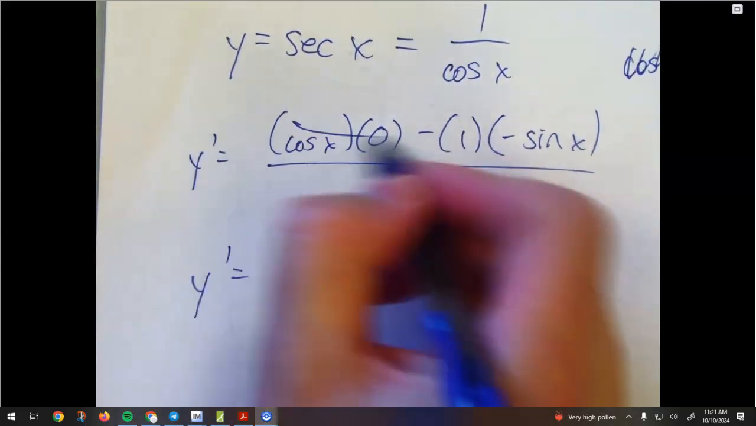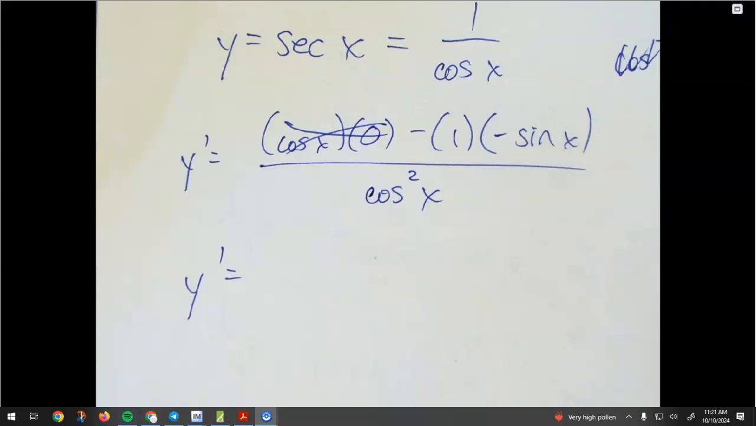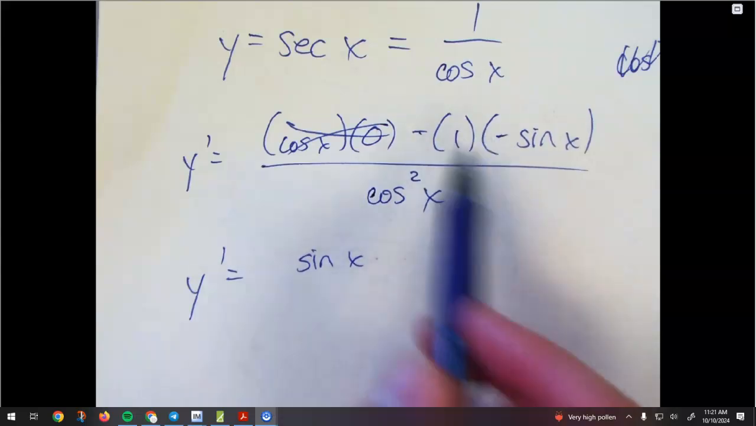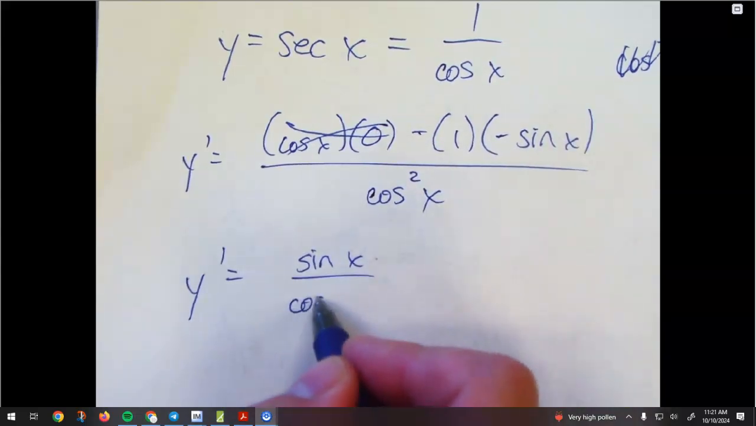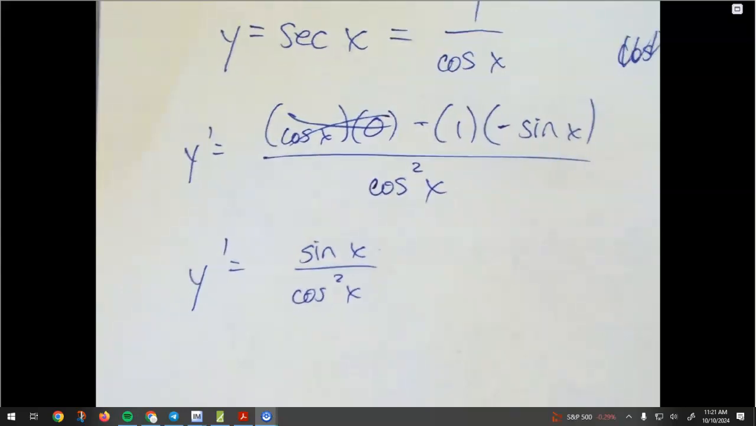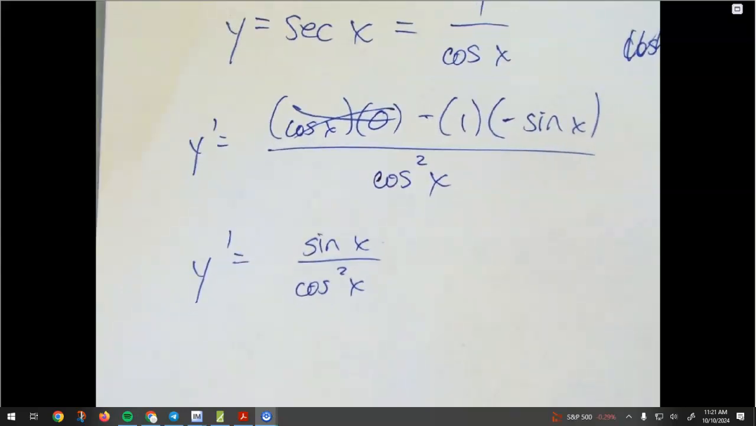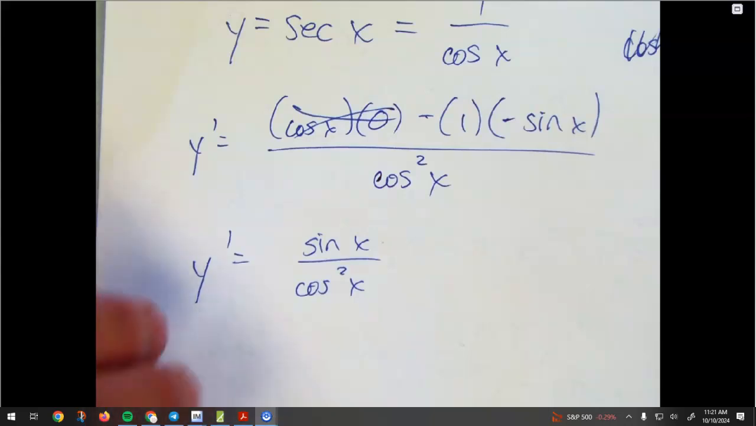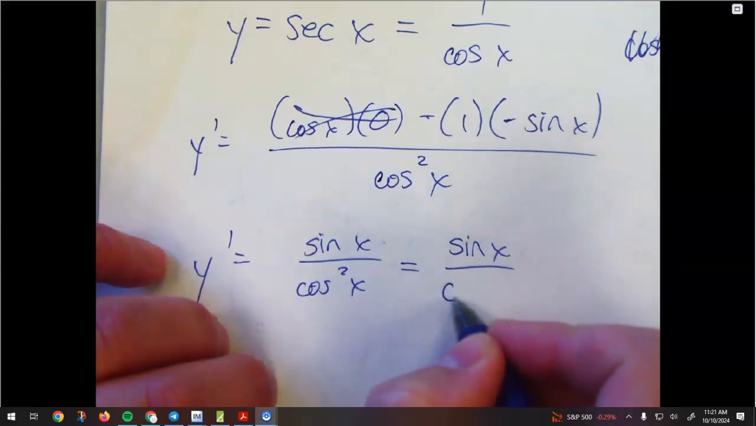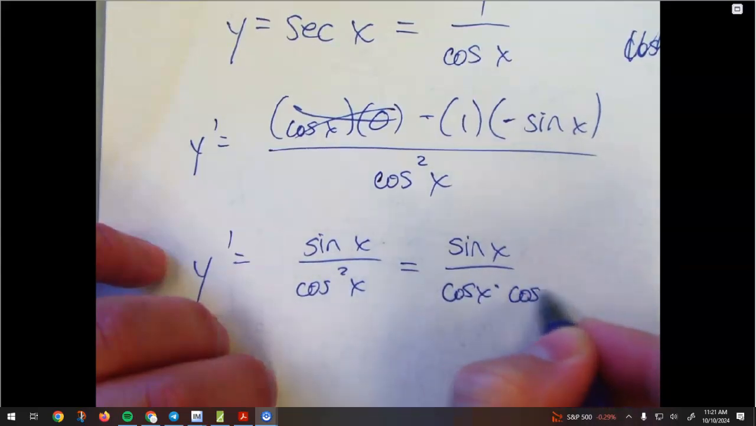So this is nice because cosine of x times 0 is just 0 and that goes away. And then what I have left is sine of x on top because 2 negatives make a positive, and cosine squared x on the bottom. They wrote this so it's not a fraction also. They just kind of take this and manipulate it. Would you agree that I could write it like that?